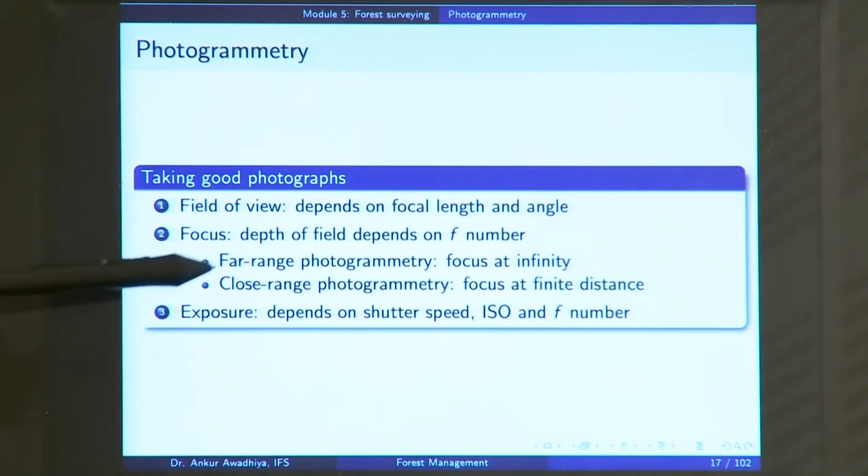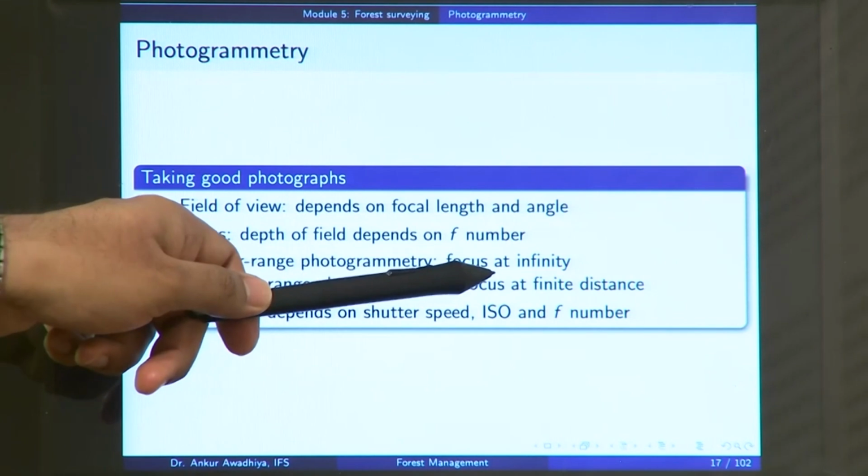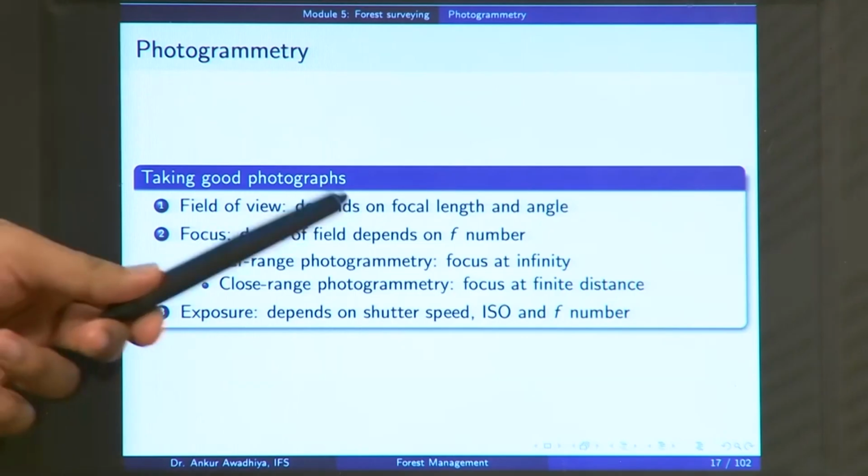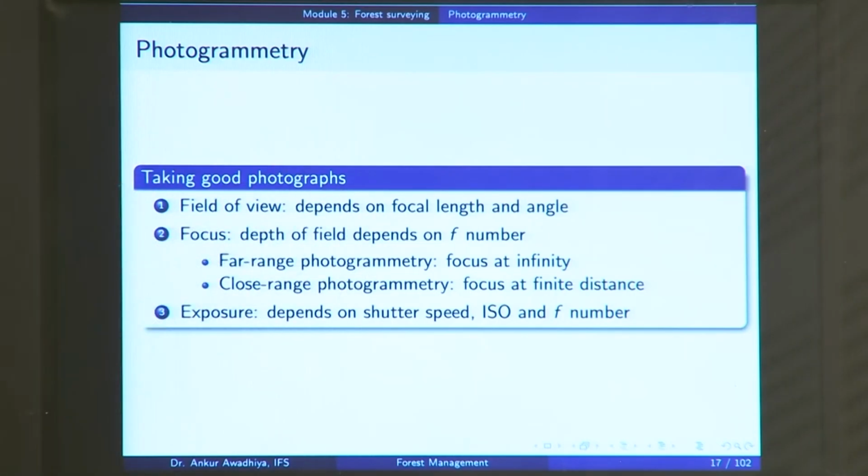Or you can make use of close range photogrammetry, in which case you are focusing at a finite distance. So, only those objects that are at that distance will look crisp and clear. Objects that are far off or nearer than that distance will probably look out of focus. But then when we talk about focus, we also have to talk about the depth of field. Now, what is the depth of field?